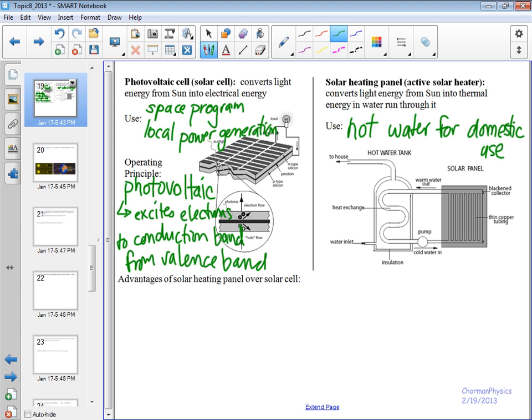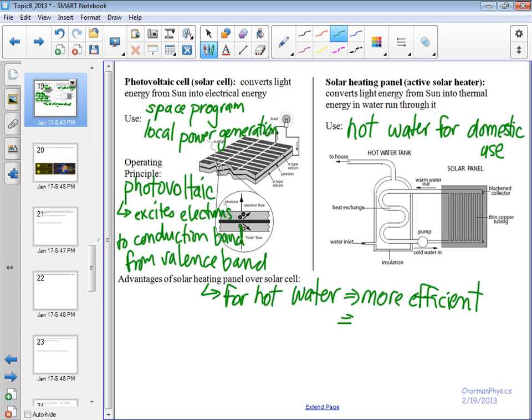So the advantages of using a solar heating panel over a solar cell, well, the idea here is that you have a direct conversion to heating water, and a lot of the times, a lot of your electricity costs are simply just to heat water, or for the water heater, or to even heat water, say, for radiative heating throughout the house. So for hot water, right, it is more efficient, and it's actually cheaper to use solar thermal than, say, photovoltaics. All right.